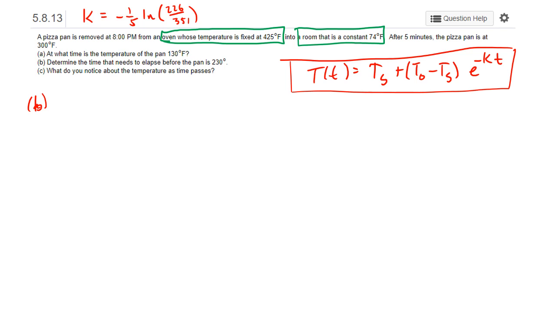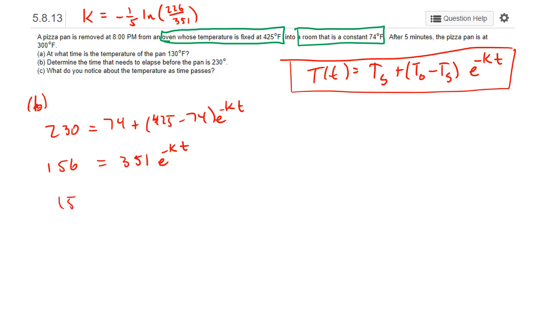Part B. Determine the time that needs to elapse before the pan is 230. Very similar to what we've just done, but I want the temperature of the pan to be 230. So we set that up as 230 equals 74 plus 425 minus 74 e to the minus kt. Once again, I'm not going to put in the value for k until the very end because I don't want to accidentally write it down wrong. Okay, so 230 minus 74 is 156. Notice this is pretty much the same work we've done. Okay, so I end up with 156 over 351 is equal to e to the minus kt.